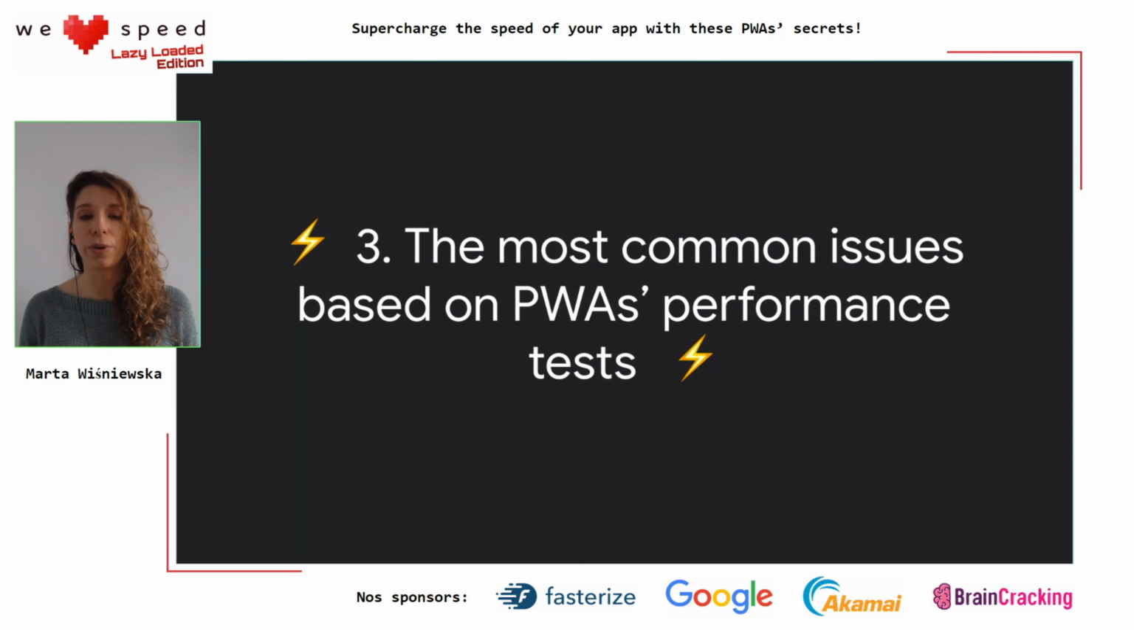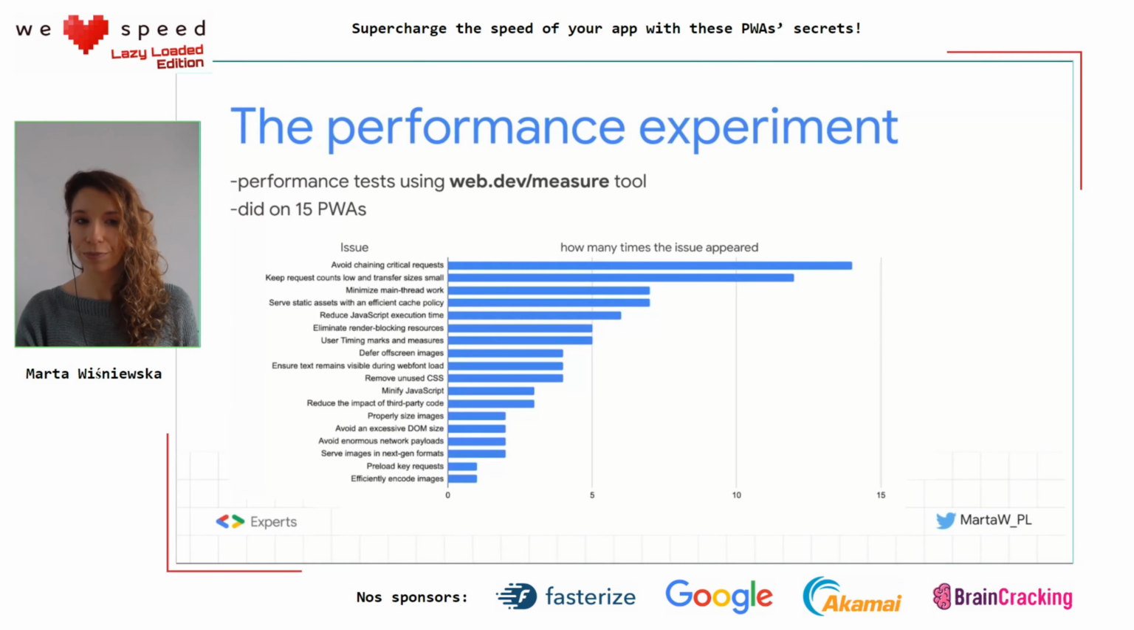Let's switch to the last topic, the most common issues based on my performance experiment. What I did, I tested 15 progressive web apps that are in production, and I used the Measure tool from the web.dev platform. And here you can see the overview of my results. Those are the issues I found. We counted how many times each issue appeared. And today I will tell you about the top 5 that are the most common, but also I think are the easiest to improve in your web apps.